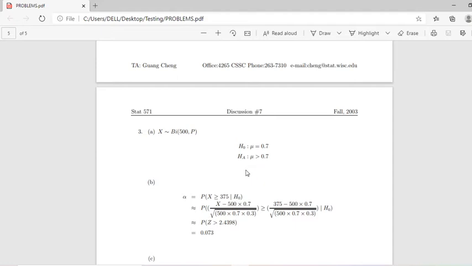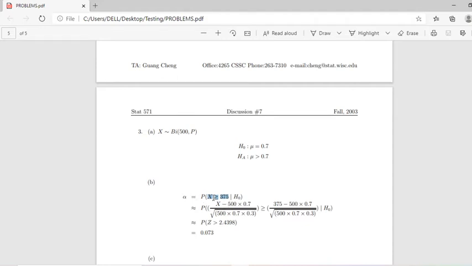So how can we compute the parameters? What are the parameters we are discussing in hypothesis testing? One is the probability of type 1 error, second is the probability of type 2 error, third is power. So what is the alpha value? That is the probability of type 1 error, that is the probability of X greater than or equal to 375, which is the rejection region we have discussed. Thereby we can compute the probability.